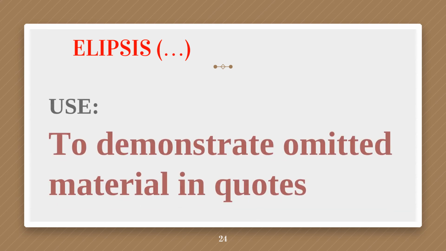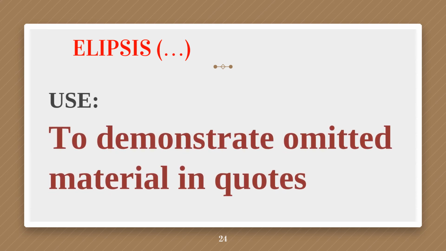Ellipsis is the next punctuation mark, which is just three dots. And why do we use ellipsis? We use ellipsis to demonstrate omitted material in quotes. Now what we do is omit some material in the paragraph. We take one line from the paragraph, then omit two or three lines, and then we want to add the fourth line. So we write the first line, then three dots, and then the fourth line. It shows that some text is omitted.